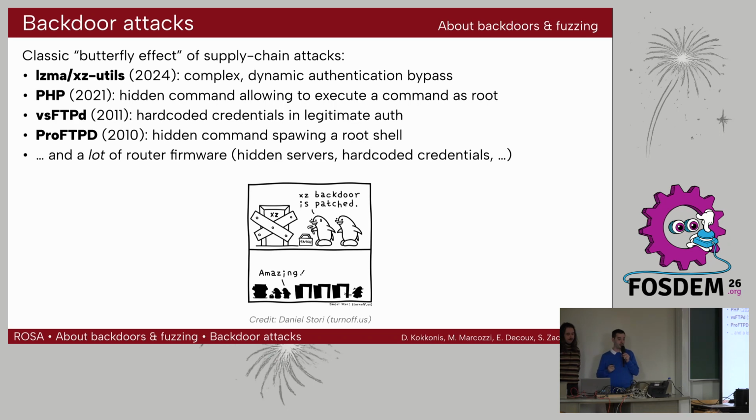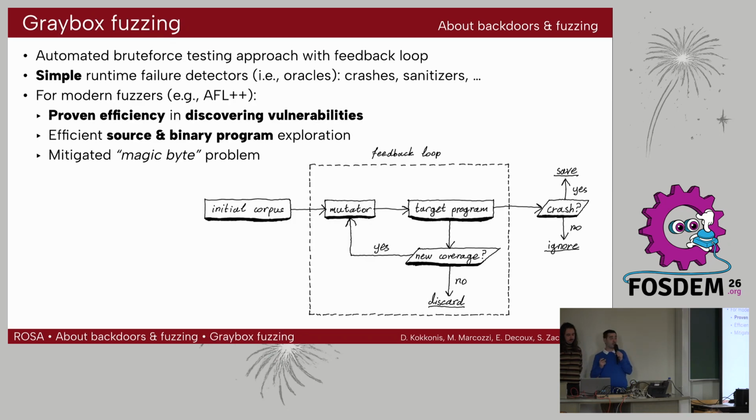So it's really bad. To solve this problem, the technique that we have decided to use is grey-box fuzzing. Basically, it's a kind of brute-force testing of programs, with more or less randomized inputs that you send to the program. But it's a bit more clever than that, because you have a kind of feedback loop that tries to cover more and more branches in your code. And it's coupled with a simple mechanism to detect code failures, which is just crash detection.